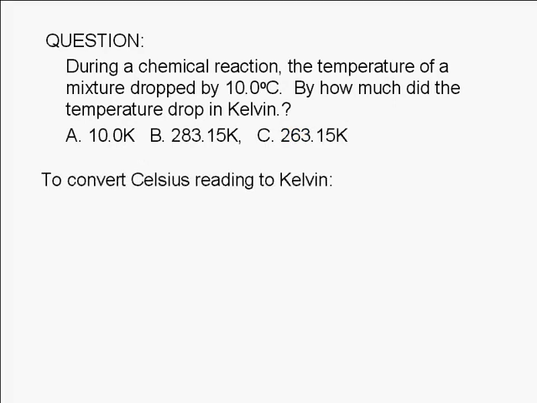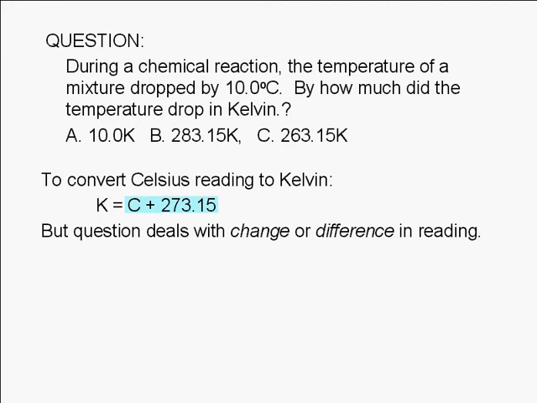To convert temperature readings from Celsius to Kelvin, we simply add 273.15 to the Celsius reading. However, this question deals with a temperature change. The question states that the temperature dropped by 10.0 degrees Celsius. The conversion formula is different in this case.